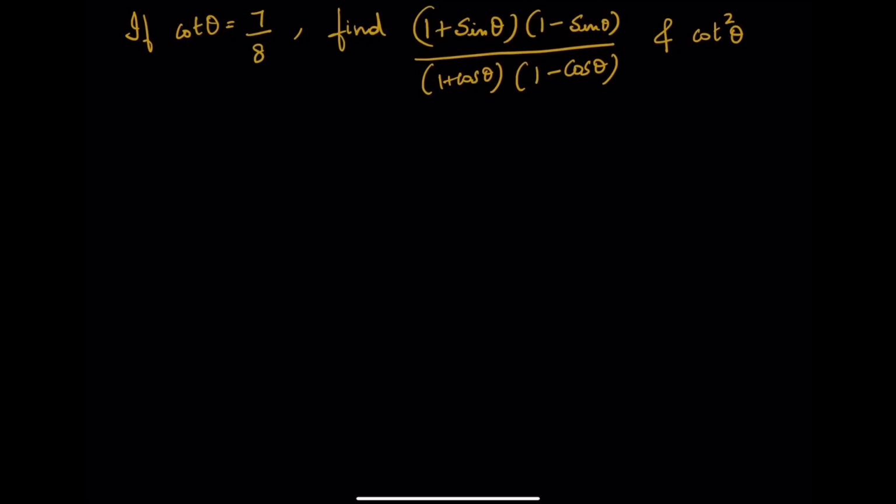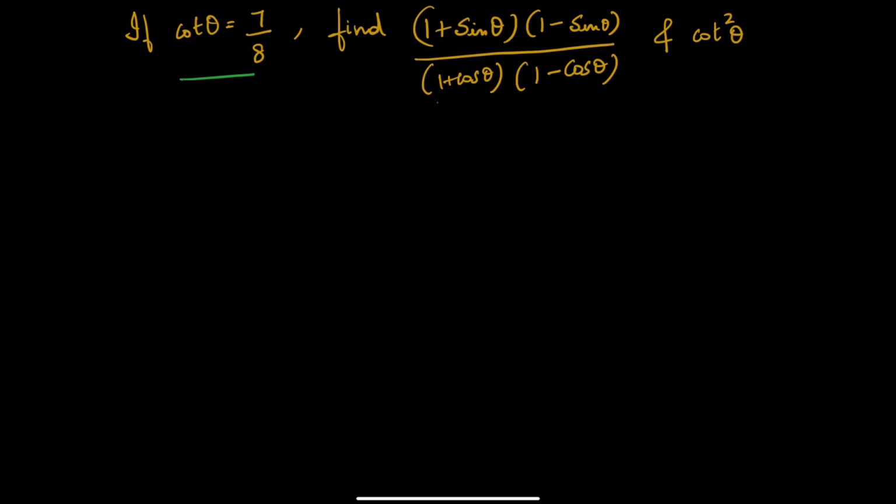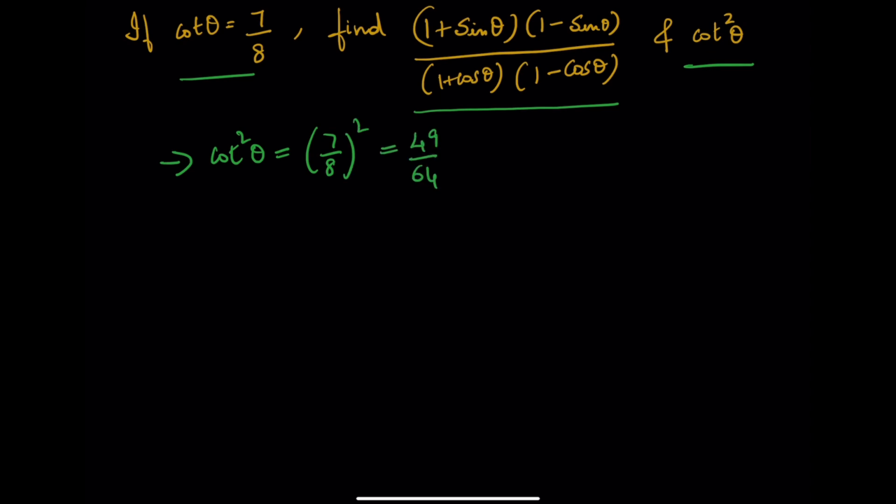Let us solve a few more problems related to trigonometric functions. Here the information given to us is cot theta is 7 by 8. We have to find the value of this function, which is (1 plus sine theta)(1 minus sine theta) divided by (1 plus cos theta)(1 minus cos theta), and also the value of cot square theta. The value of cot square theta we can find immediately. It is nothing but 7 by 8 the whole square, which is 49 by 64.